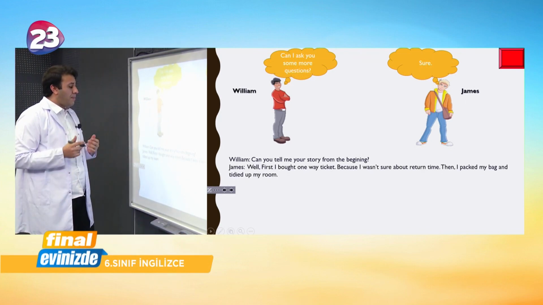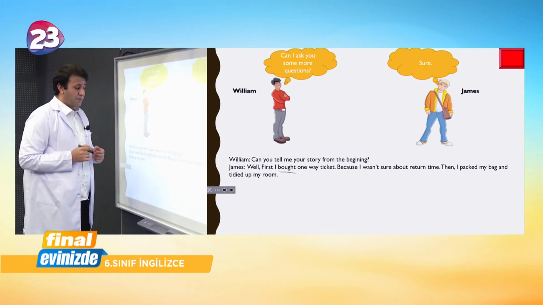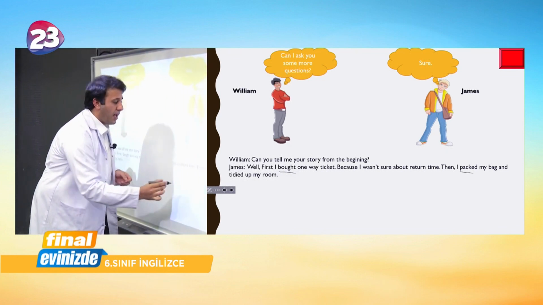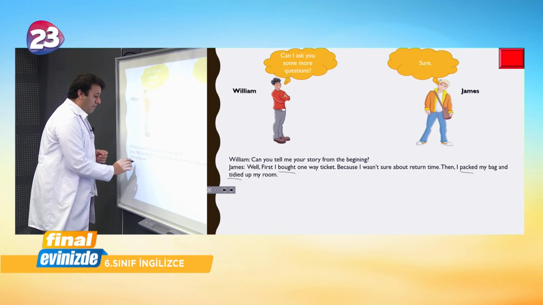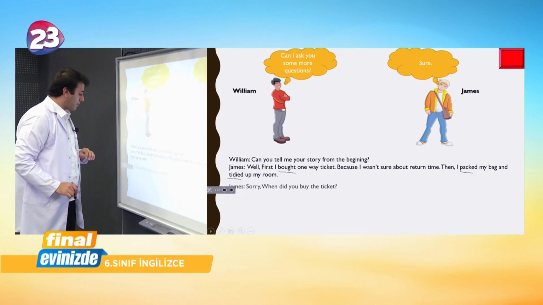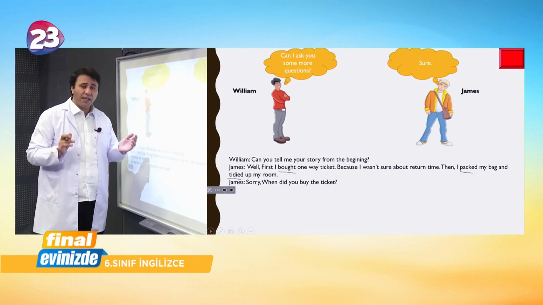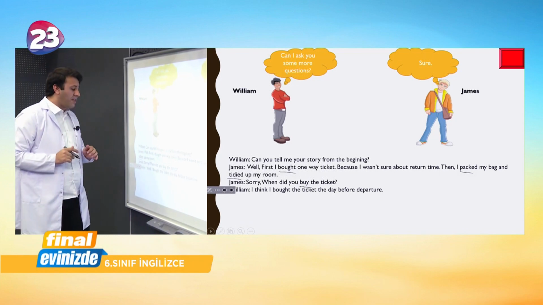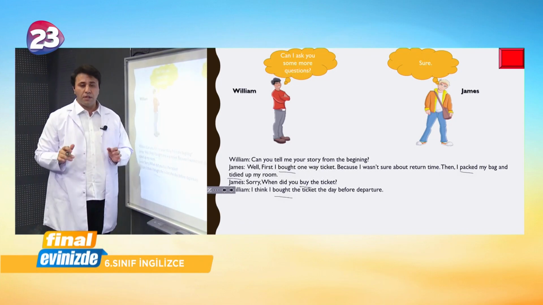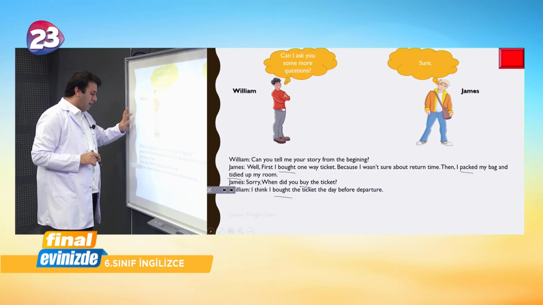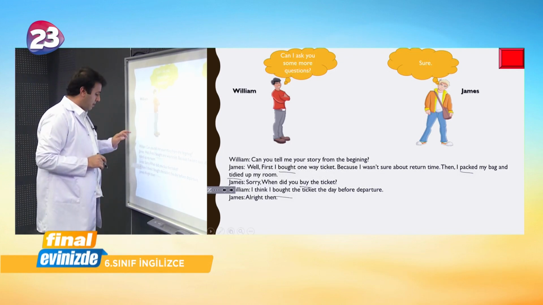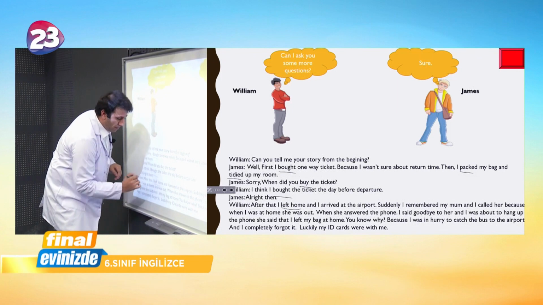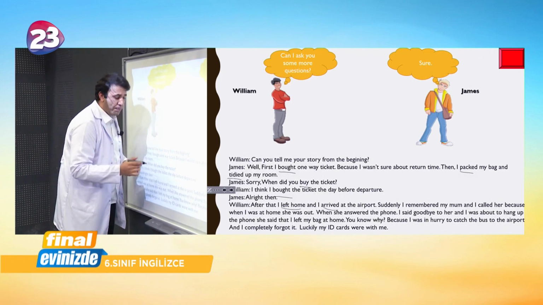Well, first I bought one-way ticket because I wasn't sure about return time. Then I packed my bag and tidied up my room. Sorry, when did you buy the ticket? I think I bought the ticket the day before the departure. Okay, then, all right, then. After that, I left home and I arrived at the airport.